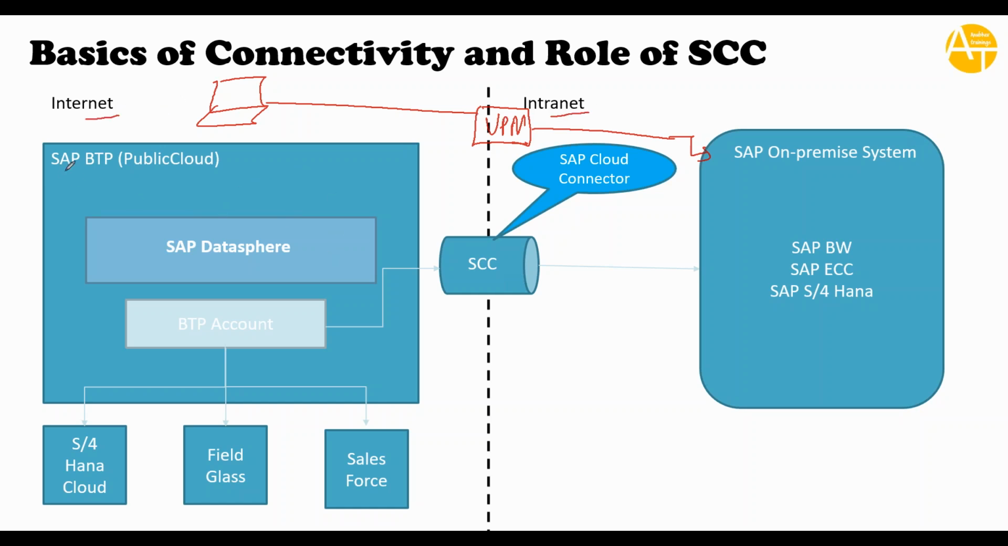Now same thing is happening here. Your BTP account is a public cloud account. It's on the internet. Now it cannot connect to your on-premise network. You need a middleware, a bridge which can transfer all the network requests securely between intranet and internet. That's why it is mandatory to use Cloud Connector for on-premise systems protected by intranet.